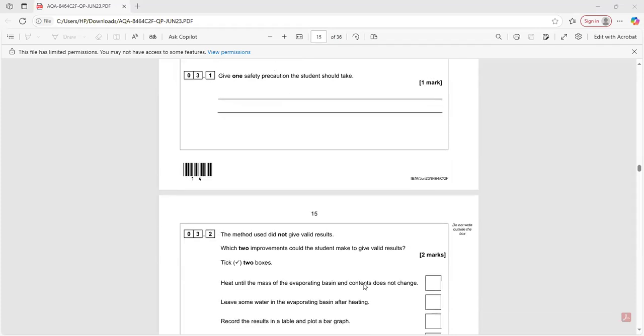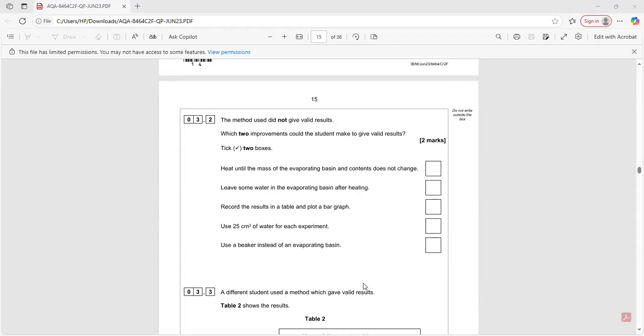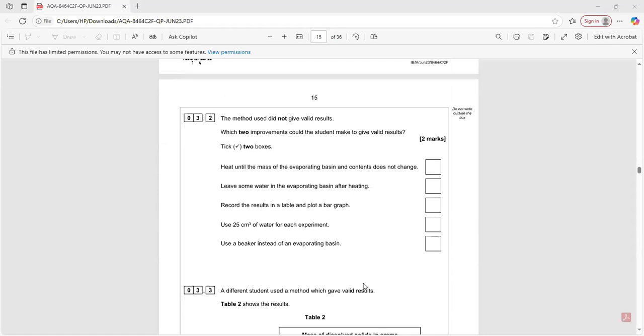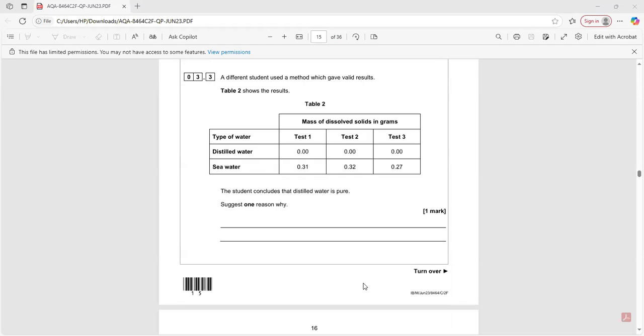I'm just thinking. What does the mark scheme say? The first one: use 25 centimeters of water for each experiment. Okay, they use 25 cubic centimeters, right? Yes. Okay, that's the second to the last. All right.